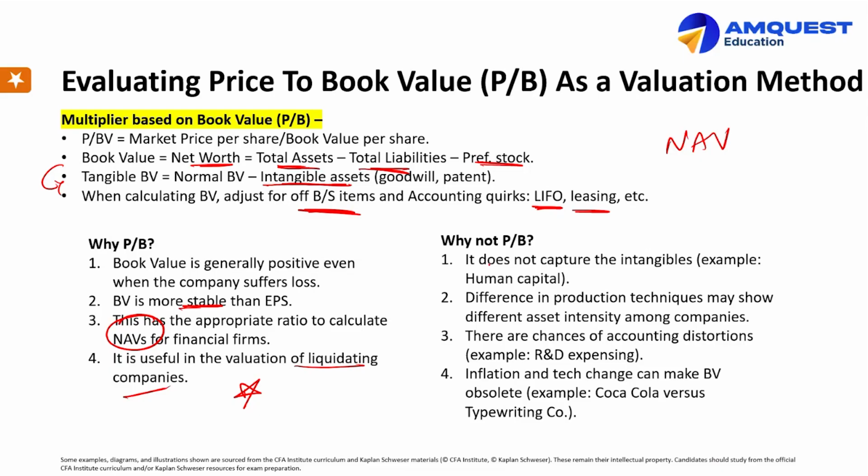It does not capture the intangible elements like यहाँ पे कोई key personnel है, कोई important person है जिसकी वजह से business चल रही है, उसकी सब valuation नहीं होती है. So it does not capture the impact of intangibles. फिर difference in production techniques may show different asset intensity among companies. जैसे मैंने बताया था, labor intensive हो सकता है, machine intensive हो सकता है. अगर labor intensive है मतलब मेरे पास machinery कम है, people ज़्यादा है. मतलब assets are lower. यहाँ पे मशीनरी ज्यादा मतलब एसेट्स आर हायर.